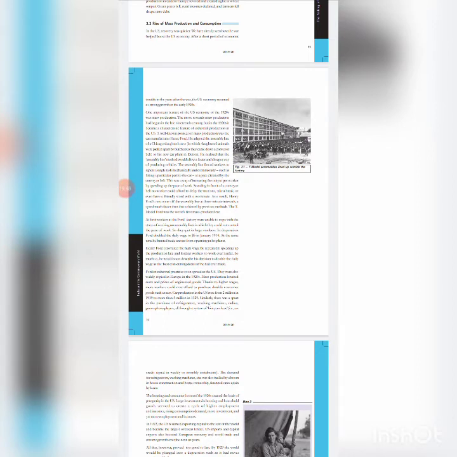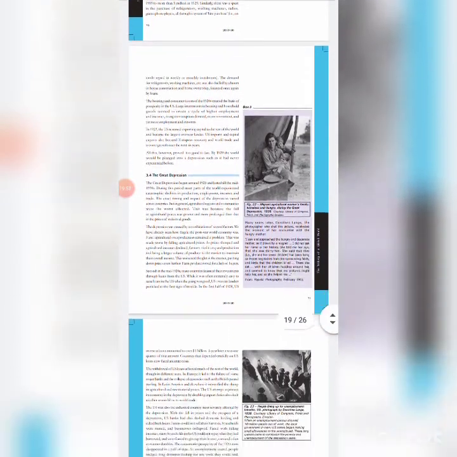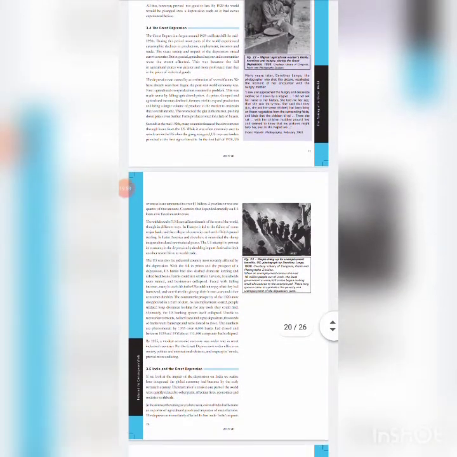Now, the Great Depression. The period of the Great Depression began around 1929 and lasted till the middle of the 1930s. Most parts of the world experienced a catastrophic decline in production, employment, income, and trade. The most affected areas were agricultural regions and communities.